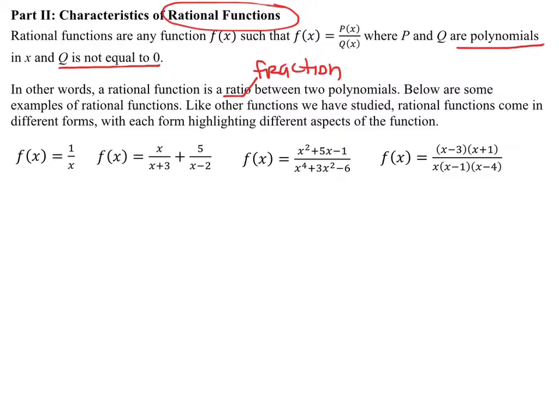So below are some examples of rational functions. Like other functions we have studied, rational functions come in different forms, with each form highlighting different aspects of the function. This first one right here is what we call the parent function. We'll come back to this a little bit later. But a parent function is simply the most basic form of a function.